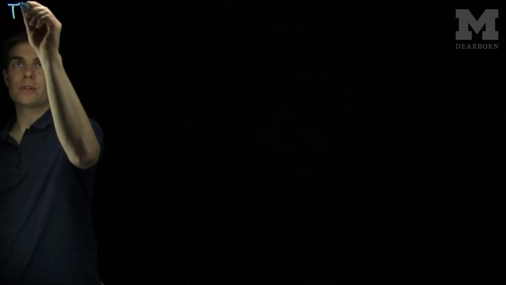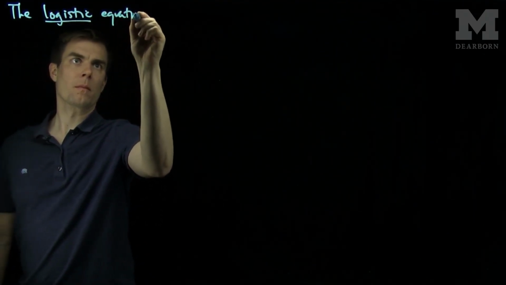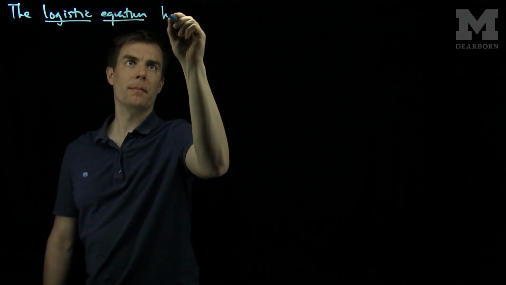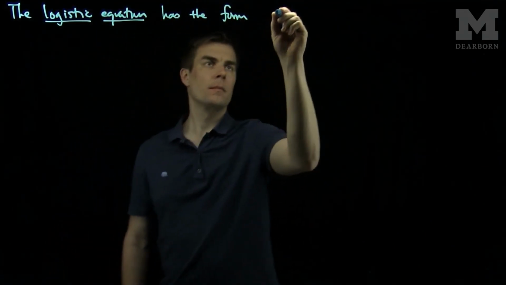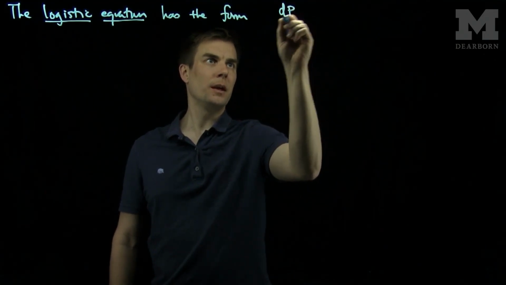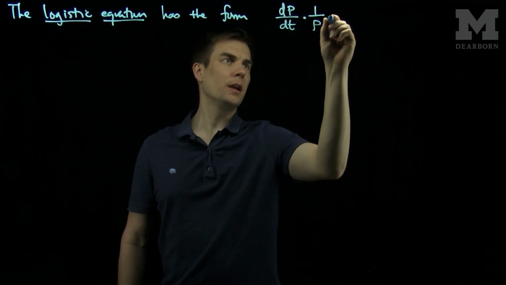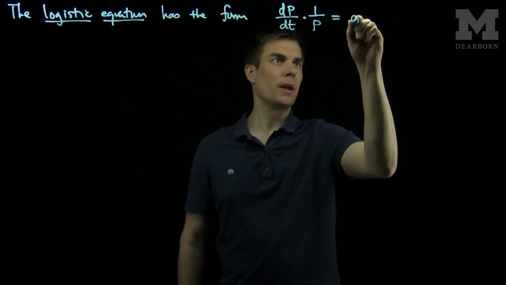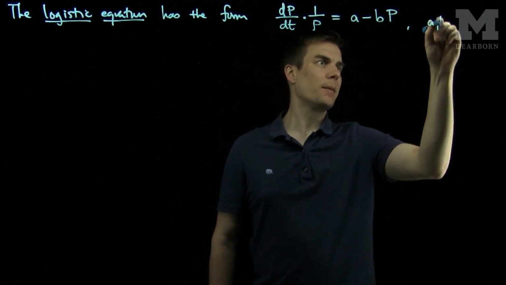Hello students, in this video we'll discuss the logistic equation. The logistic equation has the form dp/dt times 1/p is equal to a minus bp, for constants a and b.